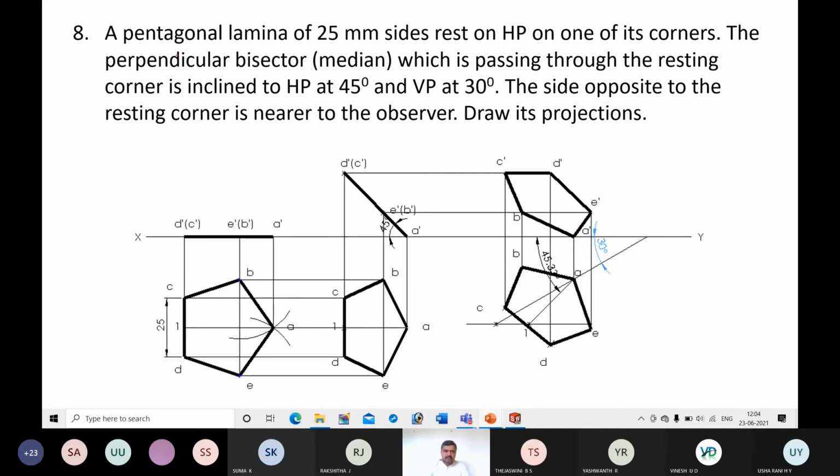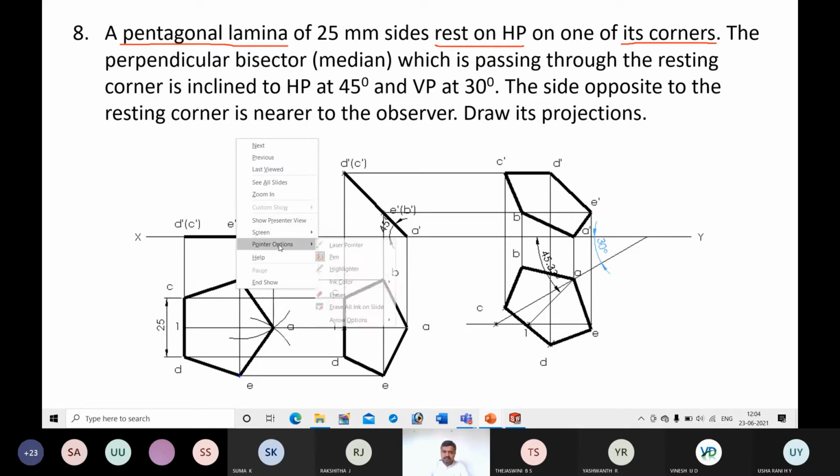After reading the problem statement, first you should identify the given lamina. Here it is pentagon. Next, whether it is resting on VP or HP, it is resting on HP. Next, whether it is resting on edge or corner, it is resting on corner. Based on these three things, you can draw the initial position.